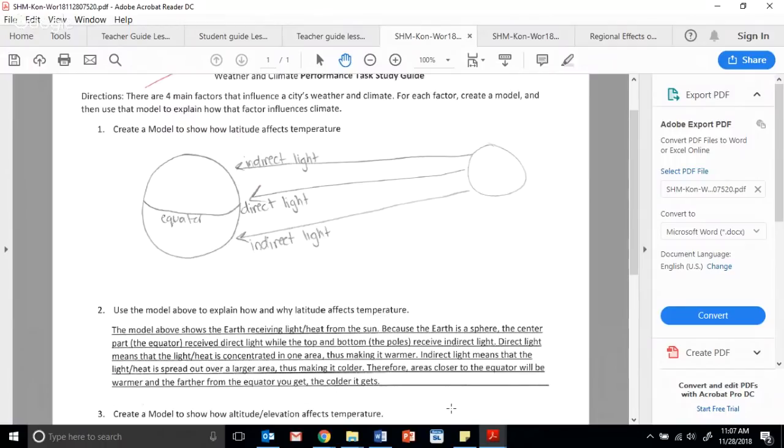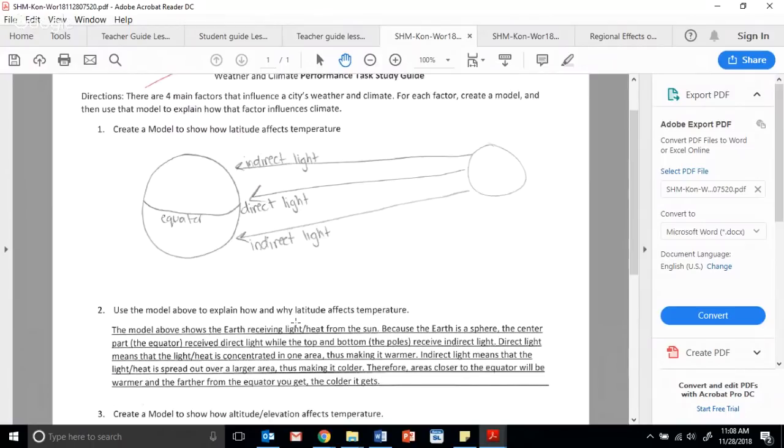Therefore, areas closer to the equator will be warmer, and the farther from the equator you get, the colder it gets. So that last sentence is the how it affects temperature. I already explained the why it affects temperature when I talk about direct and indirect light. And I explain how it affects temperature by explaining that close to the equator, it's warm, and farther away, it's cold. So that's covering the how and the why.